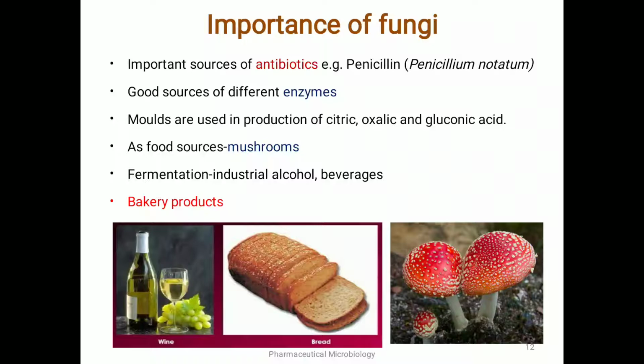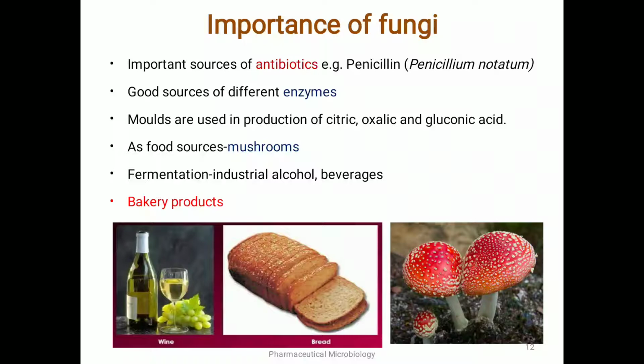Then these fungi are also good sources of different enzymes, for example amylase, which is produced from Aspergillus species. Then molds are used in the production of citric acid, oxalic acid and gluconic acid. So different organic acids can be produced with the help of these molds. Fungi have been used to alter the texture, improve the flavor, and increase the palatability and digestibility of natural or processed foods. For example, Penicillium species is used for ripening of various varieties of cheese. So cheese is mainly processed by addition of these fungi. Then there are edible mushrooms. There is a wide variety of mushrooms you can see in the image.